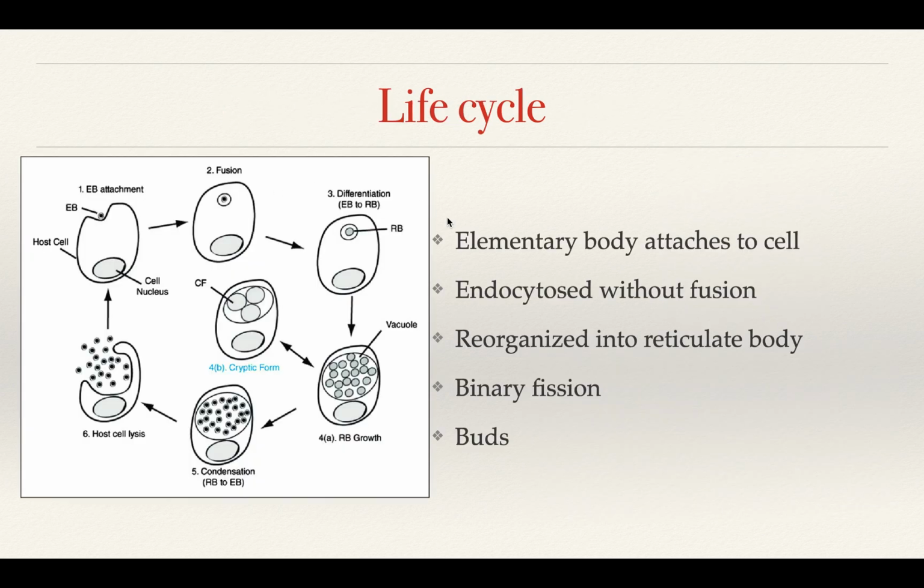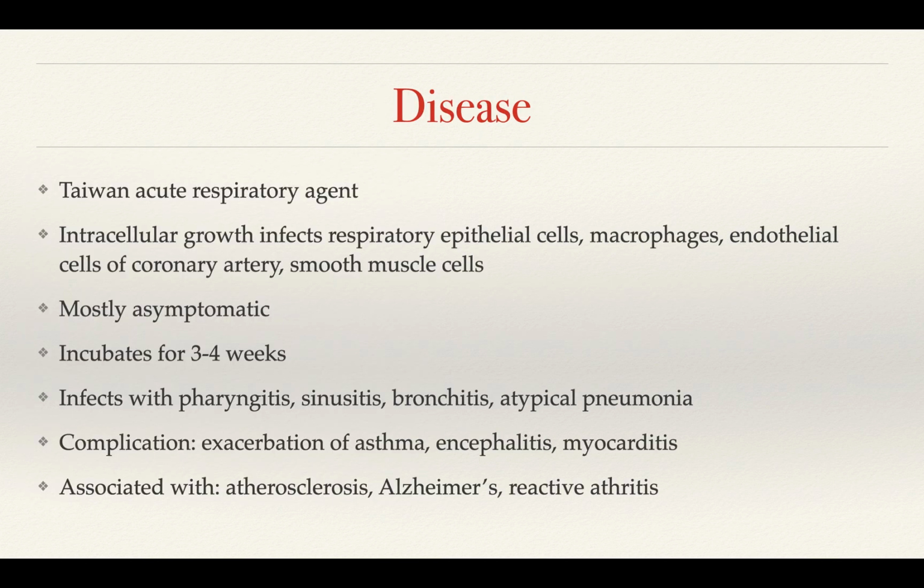So first, an elementary body attaches to a cell, gets fused in, and reorganizes into the reticulate body. From there, it's going to grow, and then divide by binary fission, and then it buds out, and then the cell lyses. It's also known as the Taiwan acute respiratory agent, and it will infect the respiratory cells along with the macrophages, the endothelial cells of the coronary artery, and the smooth muscle cells.